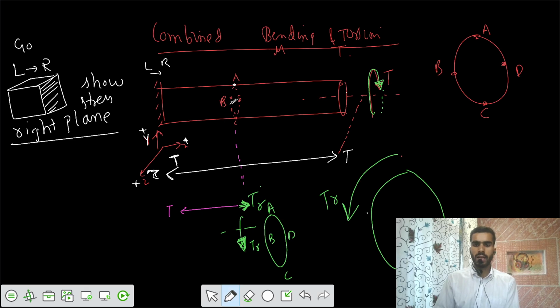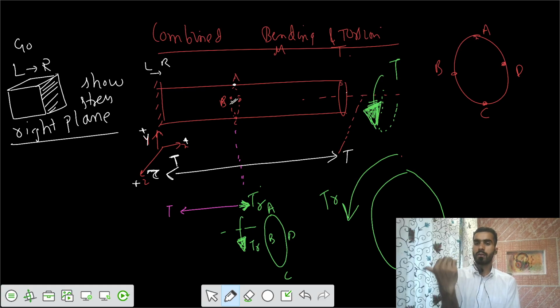So finally let's take this as A, and I would take it in this fashion. Let's say the T was in this fashion. Finally we have developed this sense. So let's say the T is in this fashion. The direction of T is anti-clockwise about the polar axis.